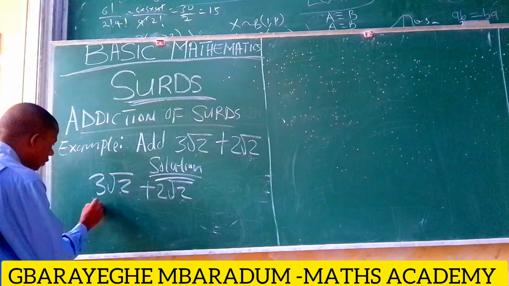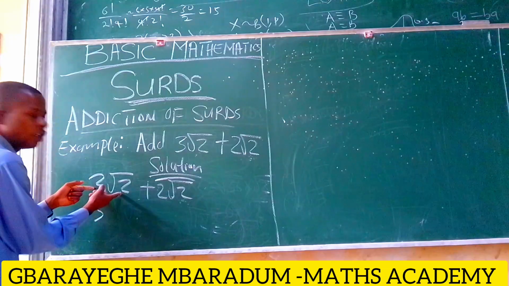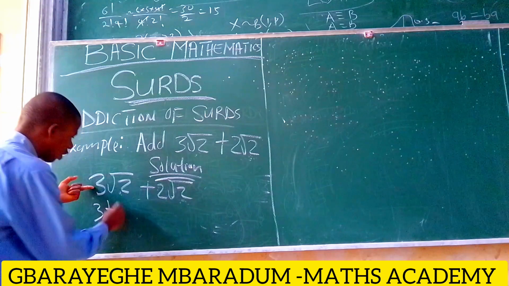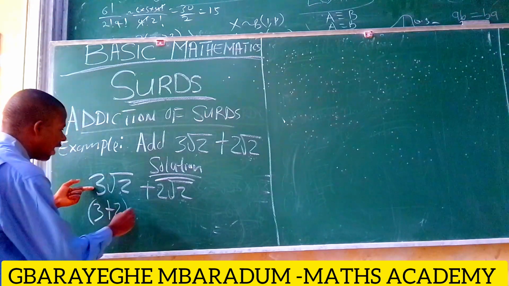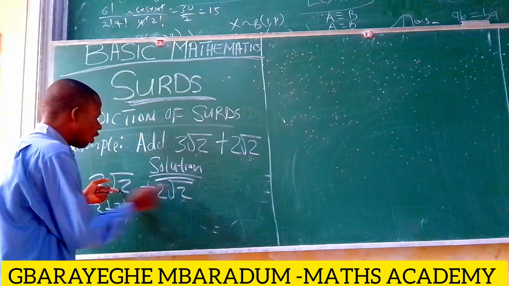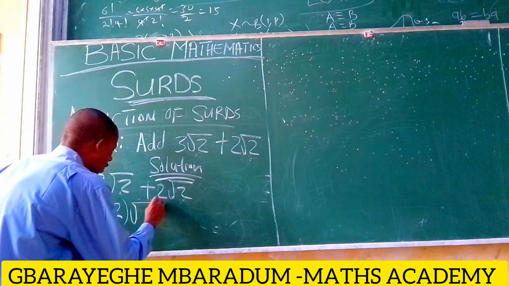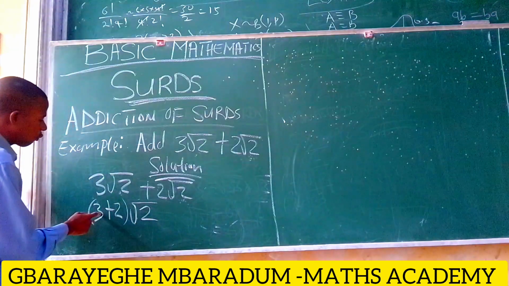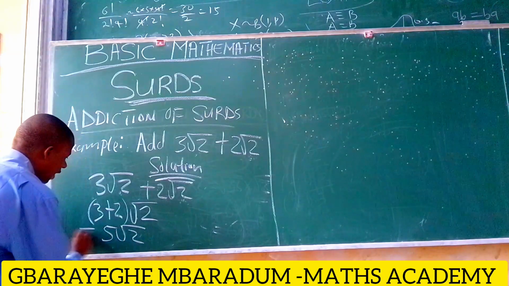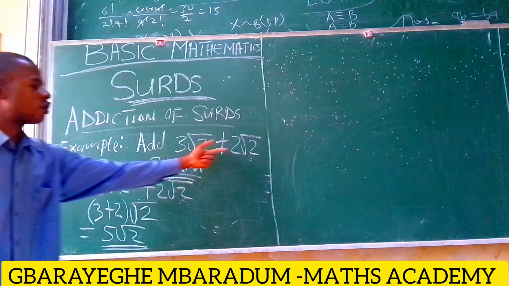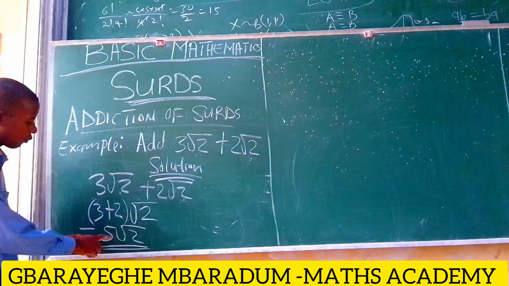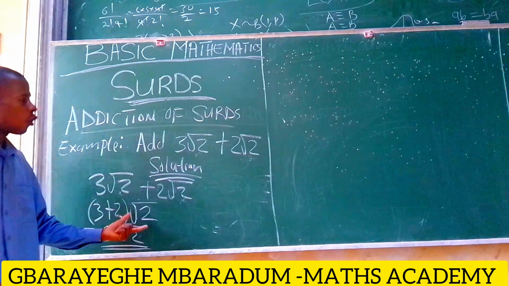So we are going to have 3, this 3 is a coefficient of this surd, root 2. 3 plus the coefficient of the second surd, which is 2, right? Then we are going to take only one base of the surd because they are in the same base, which is root 2. So 3 plus 2 is 5, right? Root 2. And this is the final answer on how to add a surd. You can only add surd because they have the same base. And that's why we are having this answer 5 root 2. This is how to add a surd.